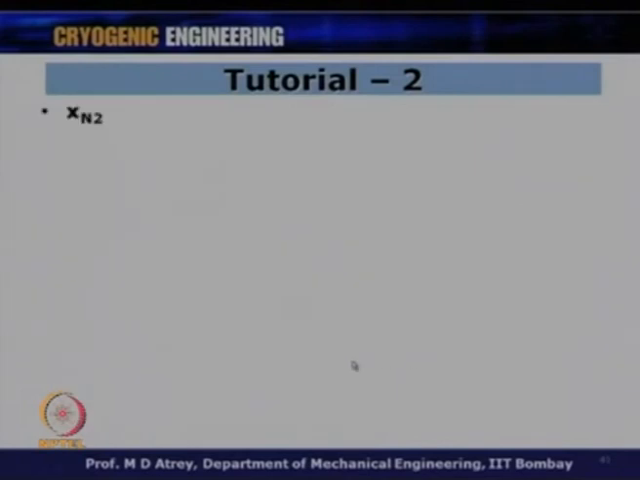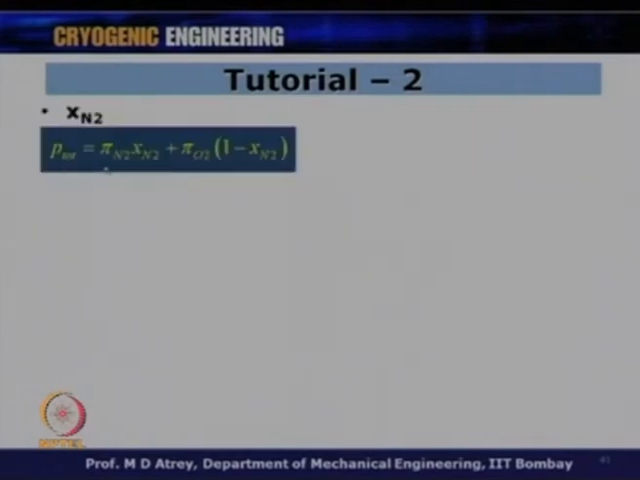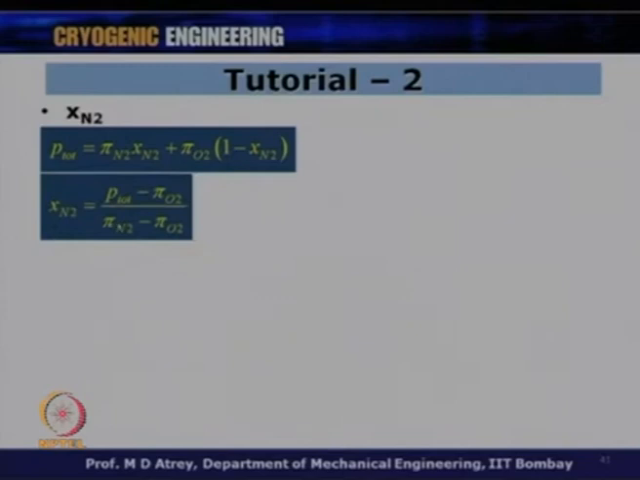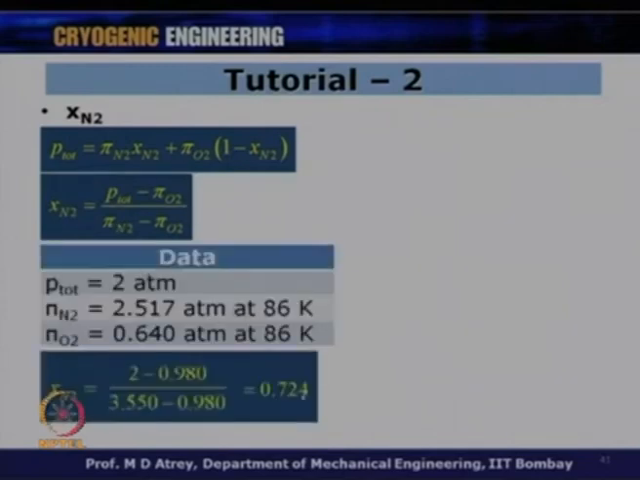Having done this, I can now calculate the value of x N2 from P total equals pi N2 times x N2 plus pi O2 times 1 minus x N2. These are the values which have to be theoretically applied. Algebraically, putting these values in, I will get x N2 as 0.724.